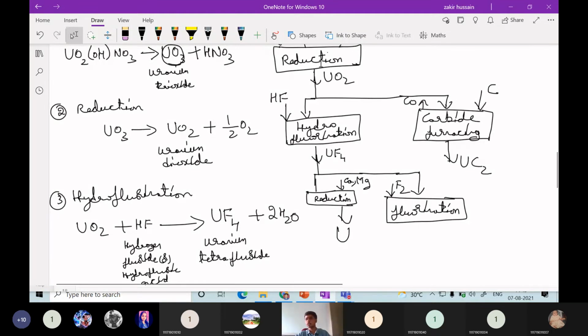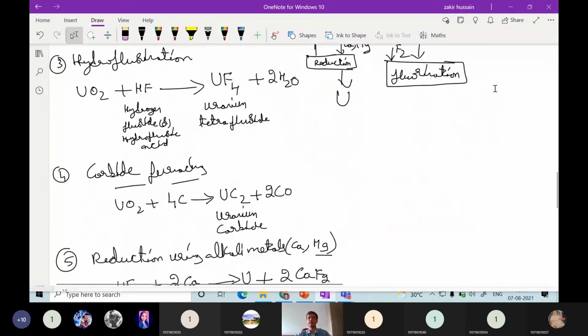Then further, this UO2 can be converted to uranium carbide, UC2. So we have to send this uranium dioxide to the carbide furnacing with carbon as one of the materials. Then UO2 will react with 4 carbon molecules, and it will liberate uranium carbide along with the liberation of carbon monoxide.